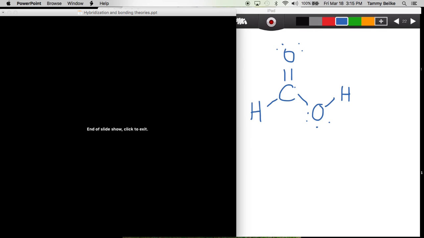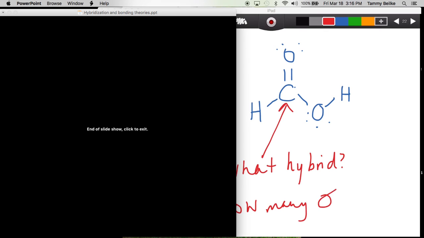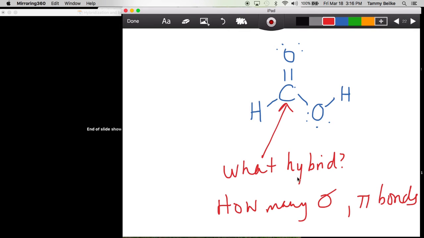so here's a molecule. What I could do is I could ask, what is the hybrid? And I could also ask, how many sigma bonds and pi bonds are in this molecule? Ooh, let me make this, there we go.